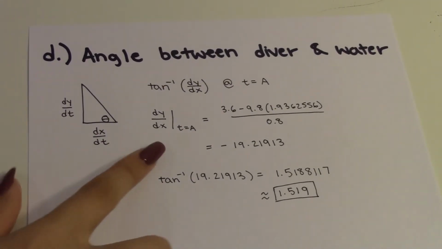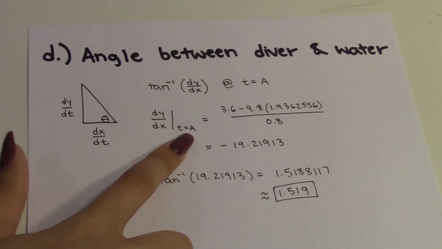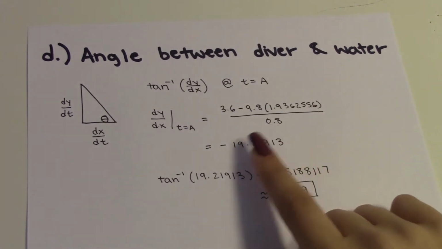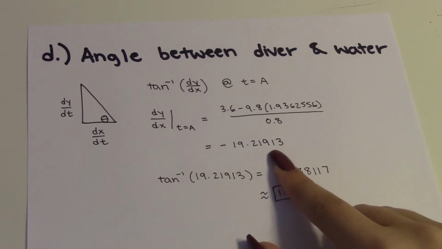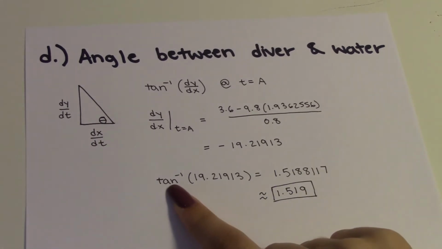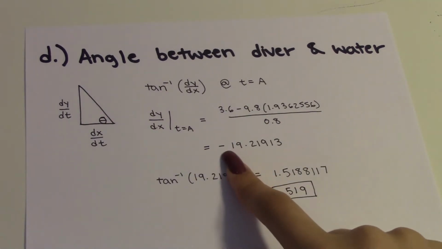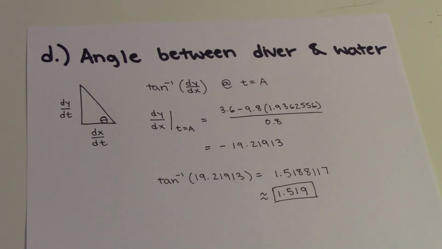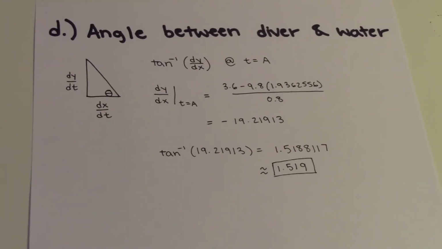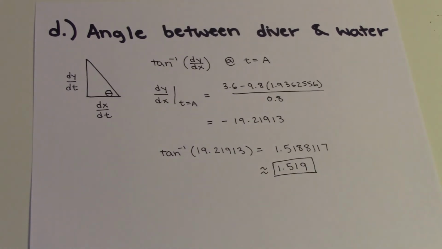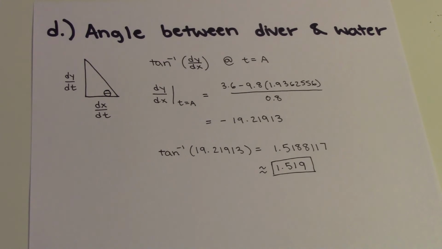So first we have to find dy/dx at time equals a, and we already saw the value for a. So we just plug that in, this is dy, and then this is dx, and that gives us negative 19.21913. And then we're just going to plug that into the inverse tangent to solve for theta. And we can drop this negative because it's simply a ratio, because this is negative and this is positive, but in reality it doesn't really matter. So then we plug in the positive version of that, and we get this number, which we can just leave as 1.519. And we don't need units for this because it is an angle.